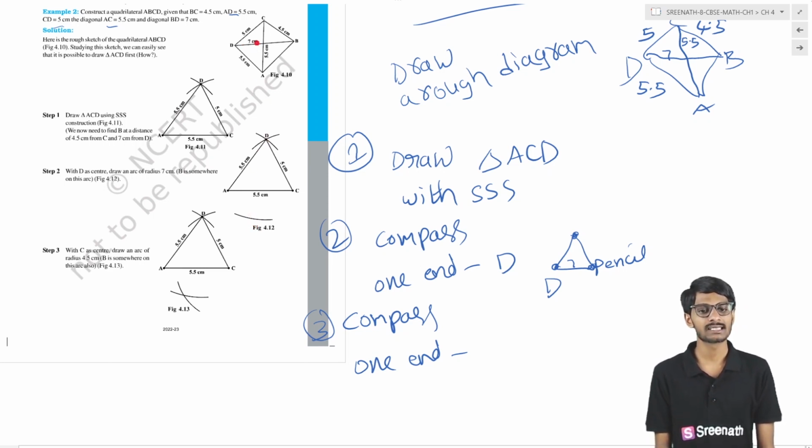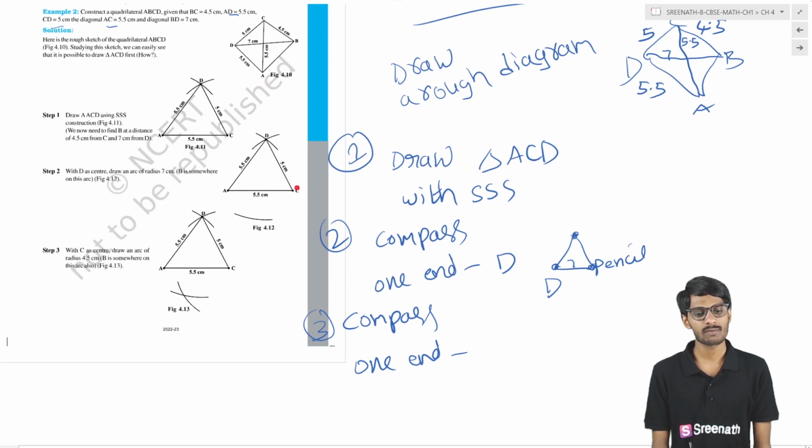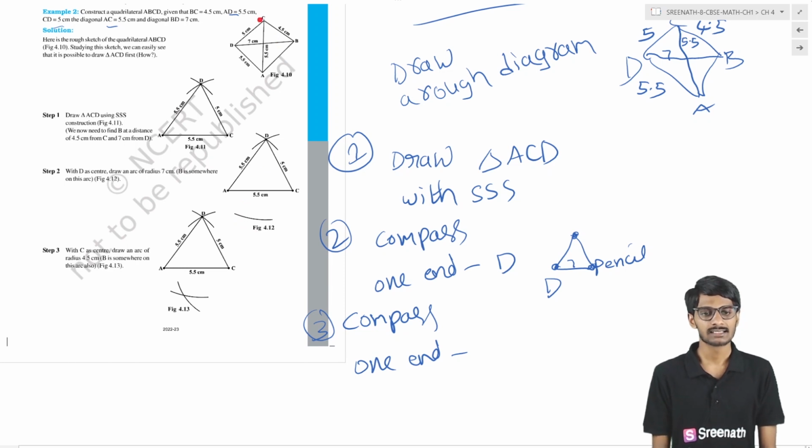So that's why I have written that it is 7 centimeters. Do you know the distance from A to this point, what is A to B? The distance from A to B is not given here, so we can't draw an arc. So the next option is from C to this point, we call this point B. The distance from C to B is given. If you clearly see, the distance from C to B is given, that is 4.5 centimeters.